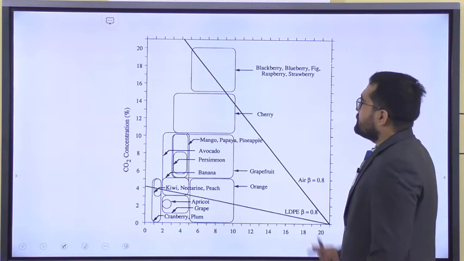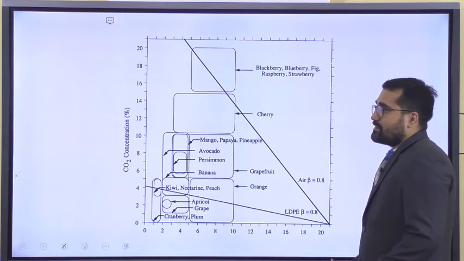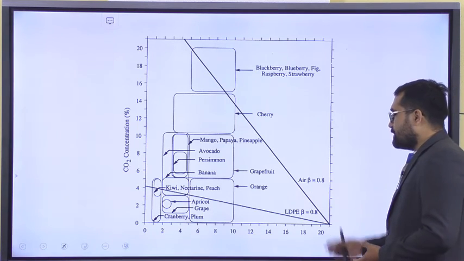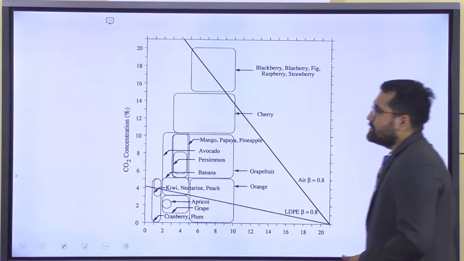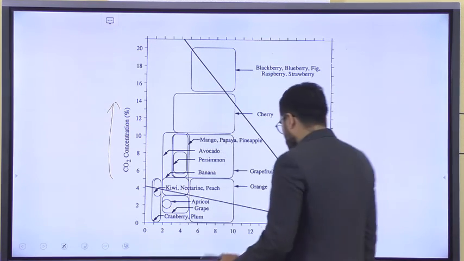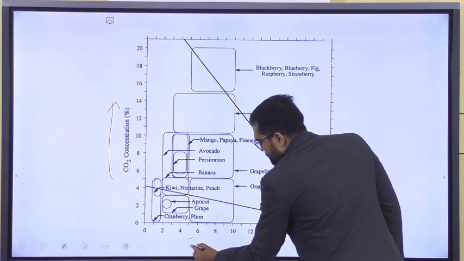So from this graph we can see what should be the different concentrations of CO2 and O2 inside the package. Okay, so this is CO2 concentration and this is the concentration of oxygen.